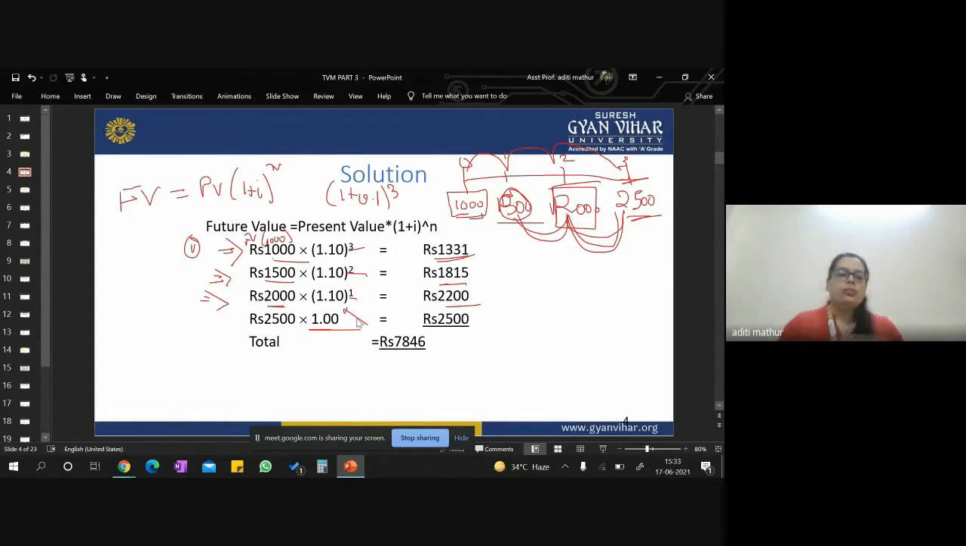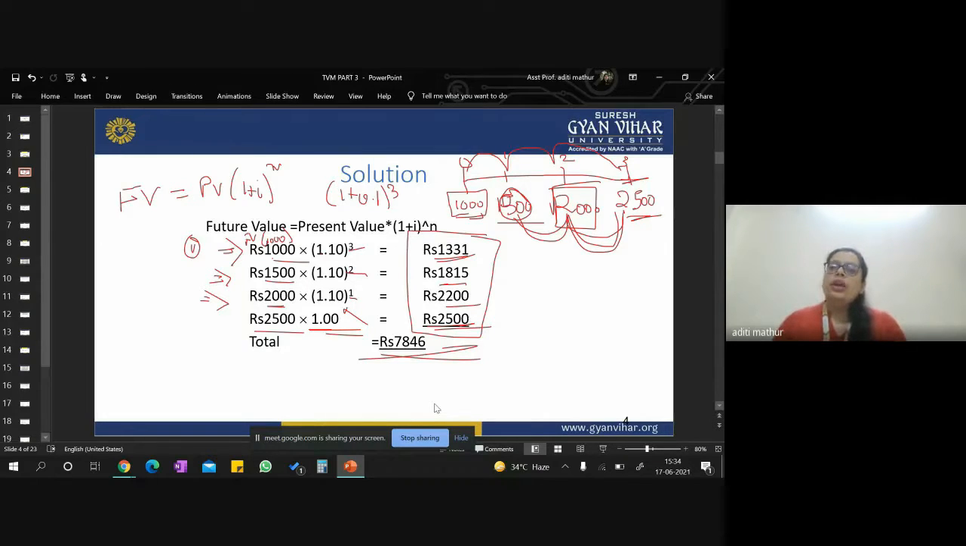If I ask you 1 minute ago, what will be the value of the 1000 rupees which I'm gifting you right now, definitely that will be 1000 only. It will not change. So that's why 2000 into 1, which is 2000. When you add all the amounts, you will get 7846, which is the total future value of the amounts which you are investing at different time gaps, with the interest rate of 10%.